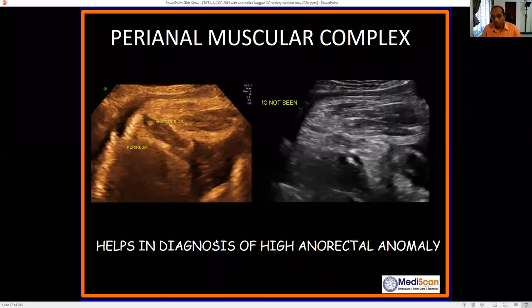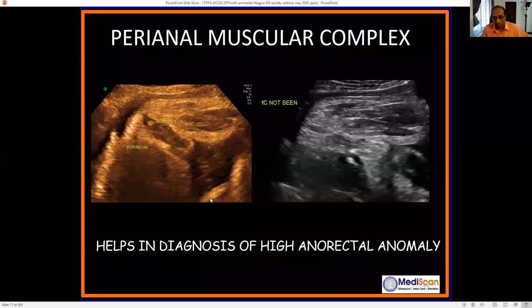And lastly, I want to tell you one thing. It is very easy to see, and this was published by Dr. Bhupathi Vijayaraghavan from Coimbatore. In all fetuses, you can just go to the perineum and you can see this small little dot which is there. This is the anal orifice. And this dark area is called the perianal muscular complex. If you see this, it helps you to diagnose high anorectal anomaly. Because if you don't see this dot, that means the skin is completely closed there and the anal opening is not there.